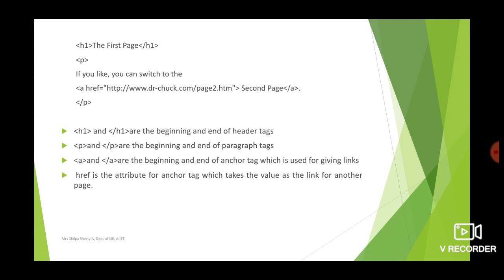We have the header on the first page. There is a paragraph tag, telling that if you like, you can switch to the second page, and that is the content that gets displayed. There is a link: a is the anchor tag, and basically it is used for giving a link, and the page that you want to go to is written in the href attribute. It is written as drchuck.com page2.html, and the content of the hyperlink, that is what gets displayed when you click on the link, is nothing but the second page.